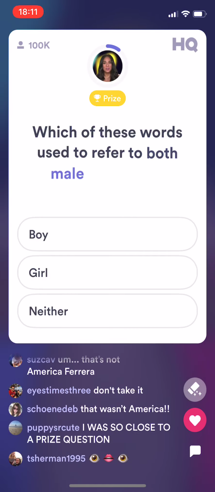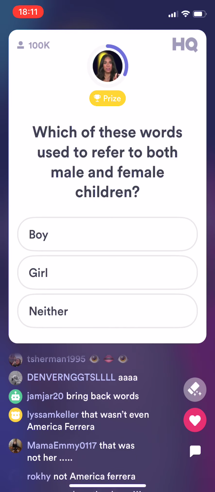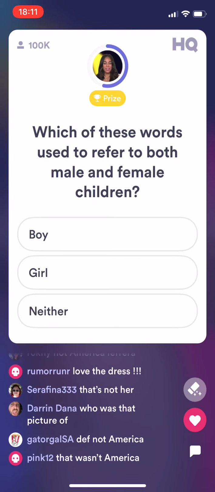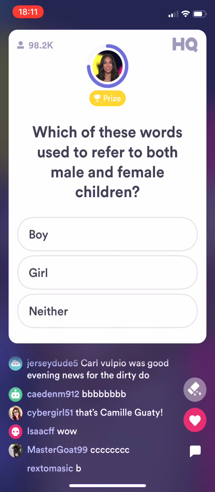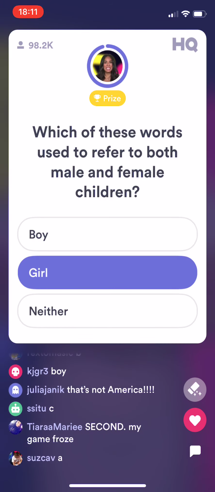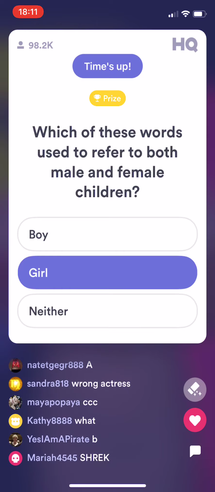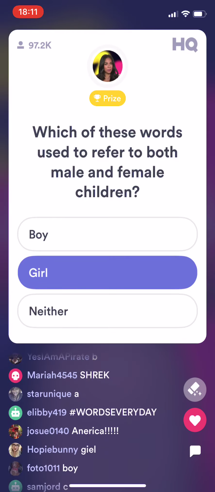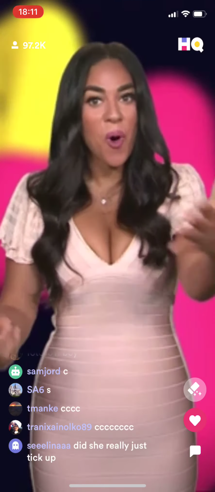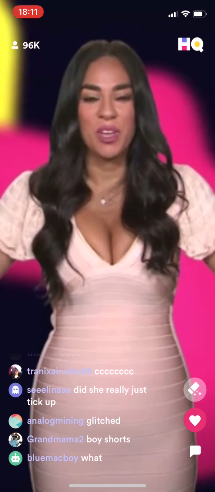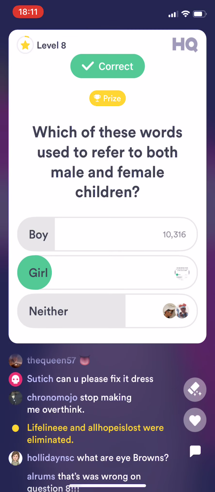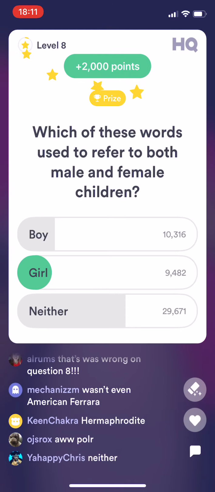Which of these words are used to refer to both male and female children? Boy, girl, neither. Boy, girl, or neither? Both male and female grouped together? Who runs the world? You know it. Before the 1400s, we all used to be called girls. Oh yeah, I like that answer.